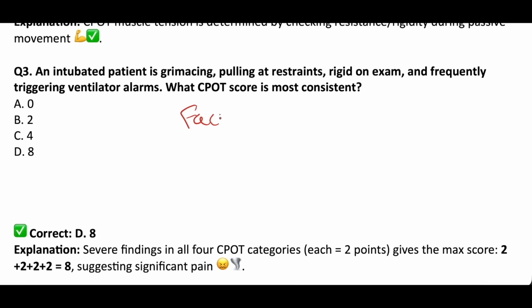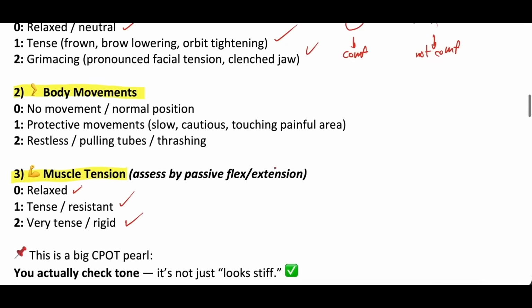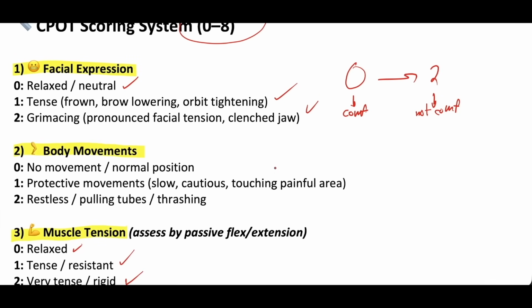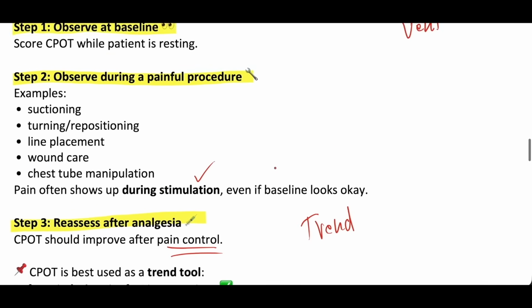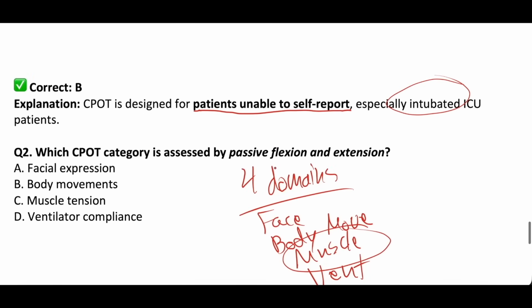Let's just do it together. So face, we're just going to say movements, we're going to say muscle, and we're going to say vent. So in this patient, the patient is grimacing, right? Grimacing is going to be a +2 score. We can scroll up and just for those watching the video, show people, right? So facial expression: score 0 is relaxed, 1 is tense, 2 is grimacing. So they are grimacing, so they get a +2 for the domain of facial expressions.